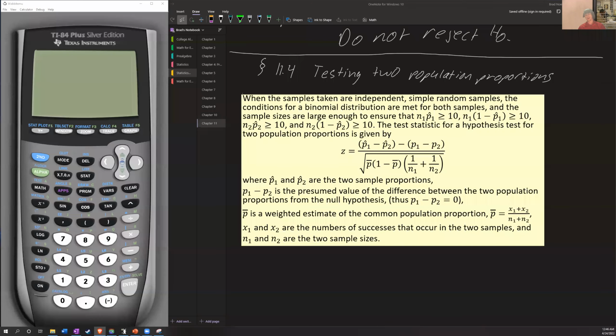Hello, everyone. In this section, we're going to be covering testing two population proportions. So let's get started. We're going to be making use of the following test statistic.